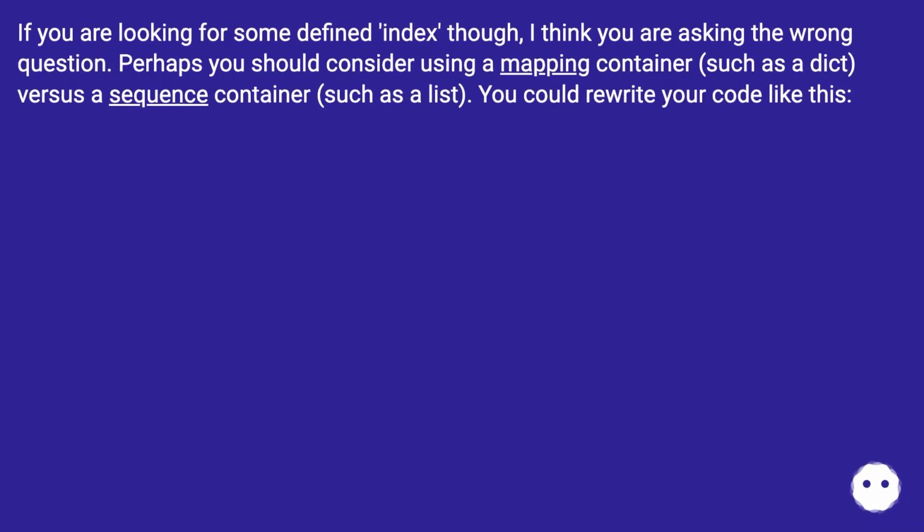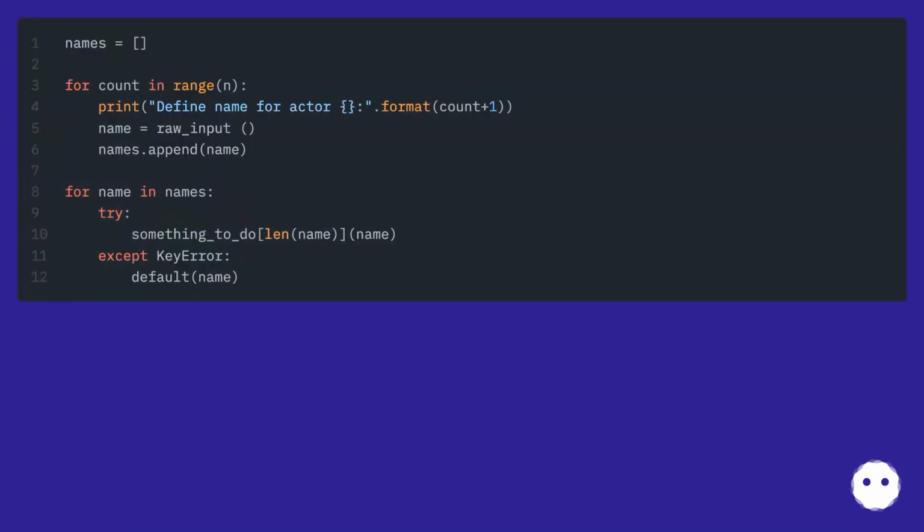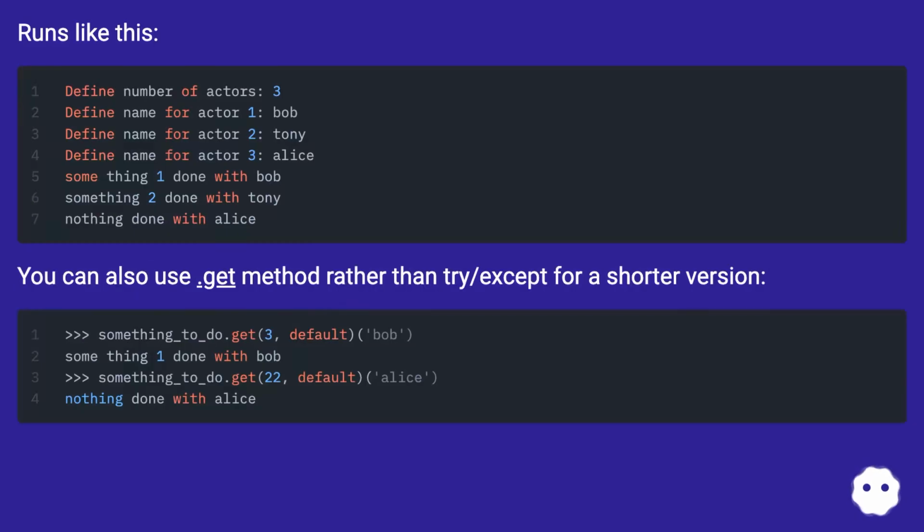If you are looking for some defined index though, I think you are asking the wrong question. Perhaps you should consider using a mapping container, such as a dict, versus a sequence container, such as a list. You could rewrite your code like this. Runs like this.